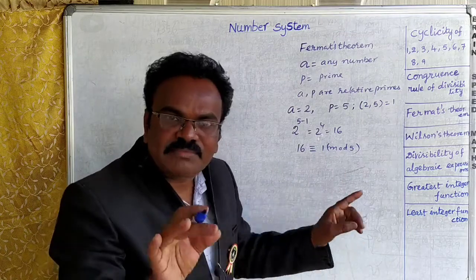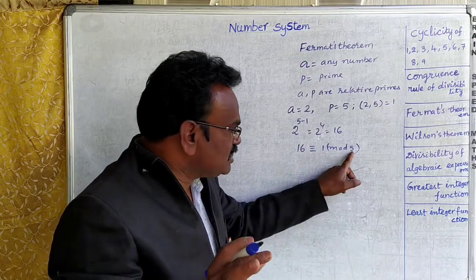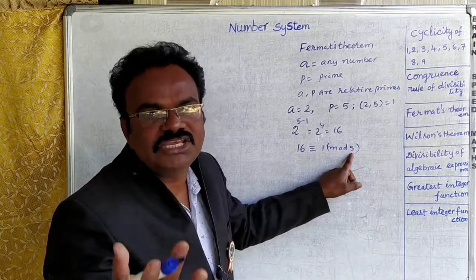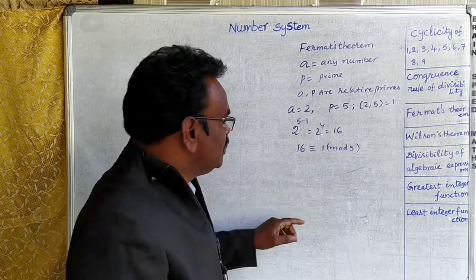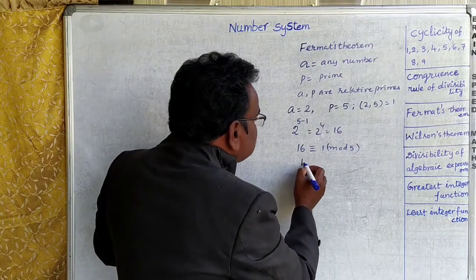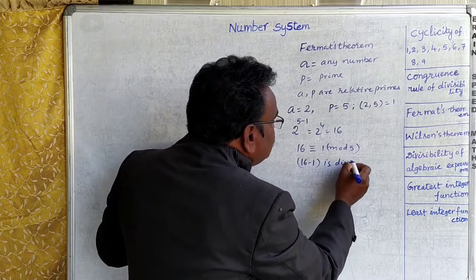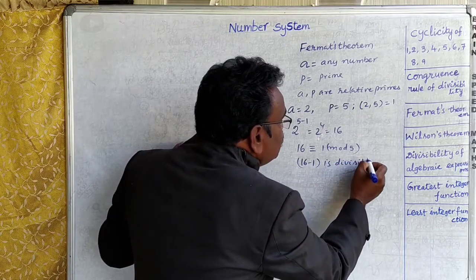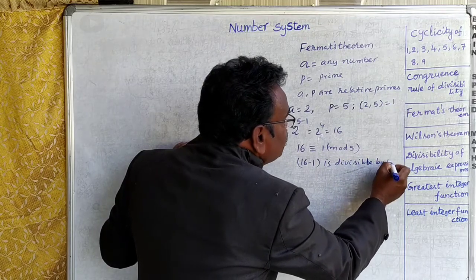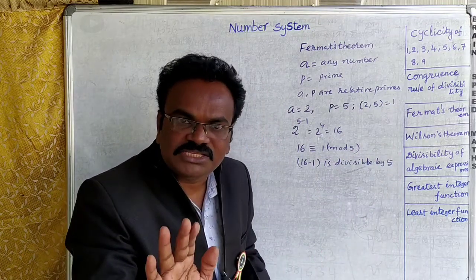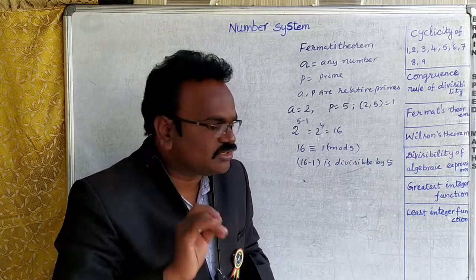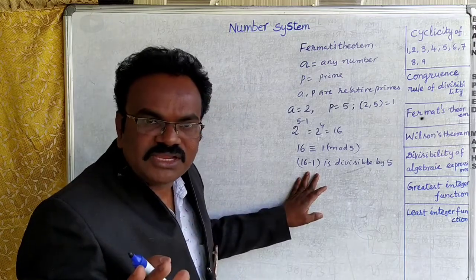అంటే 16 minus 1 ని 5 చేత డివైడ్ చేస్తే రిమైండర్ 0 వస్తుందా రాదా? వస్తుంది కదండి. So that means 16 minus 1 is divisible by 5. 16 minus 1 అనేది డివిజిబుల్ బై 5 అవుతుంది కదండి.